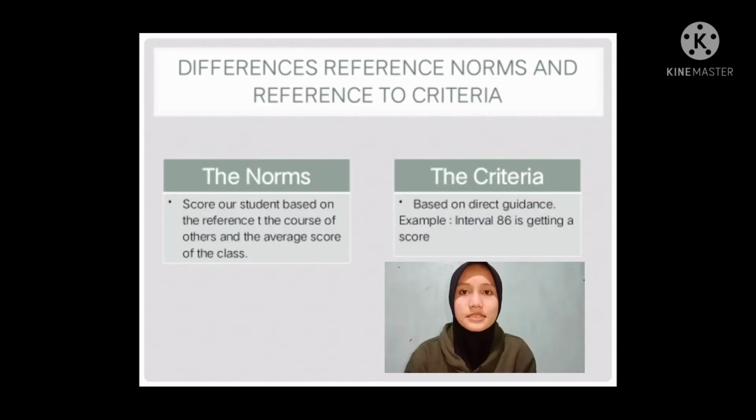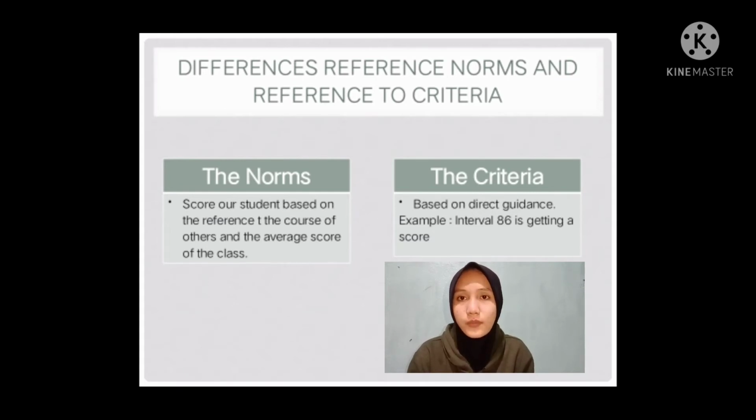Then the next topic is the differences between norm reference tests and criterion reference tests. Norm reference test scores our students based on reference to the scores of others and the average score of the class. Criterion reference test is the direct guidance. The differences of both are as follows.